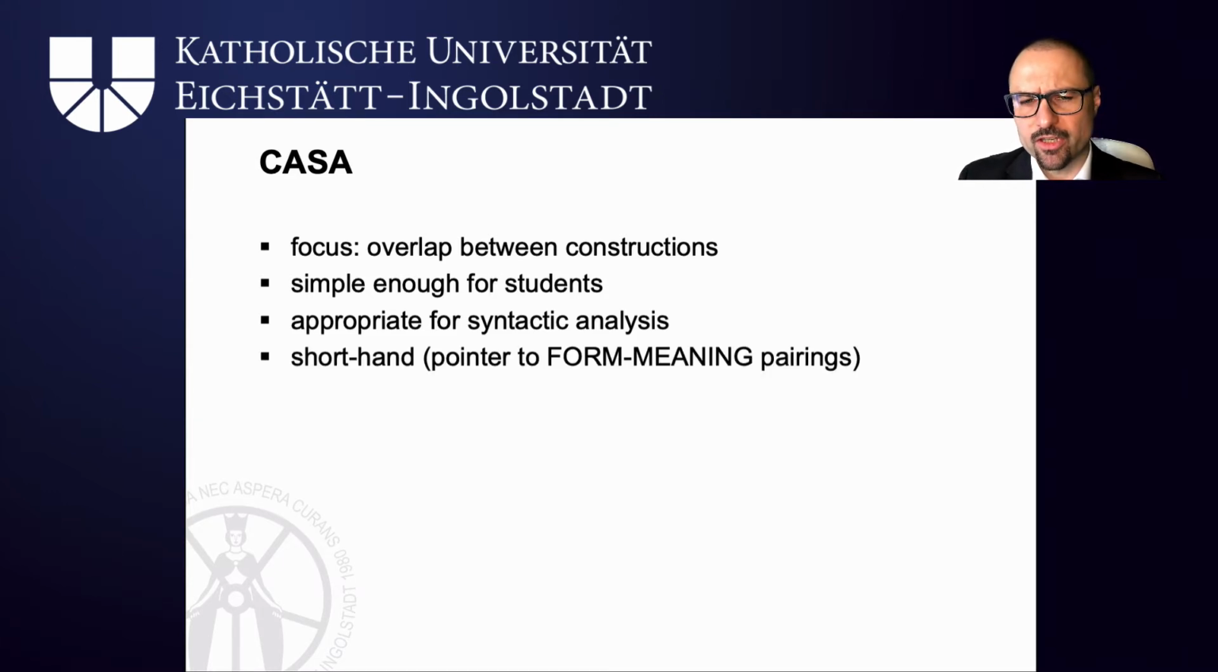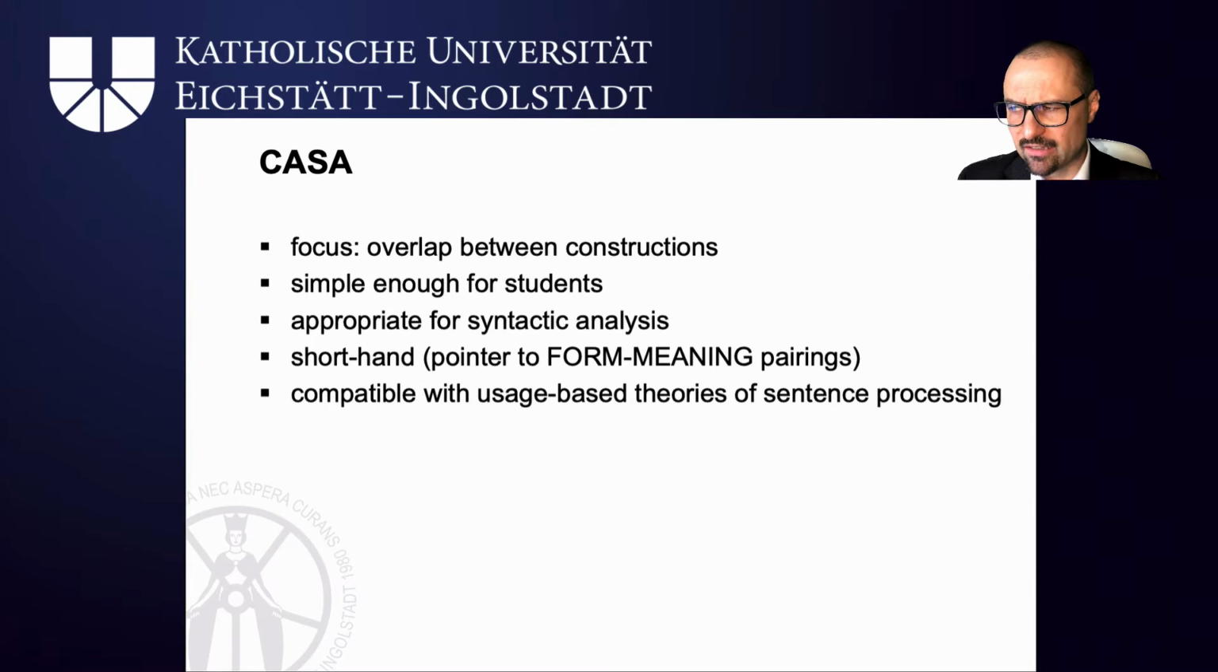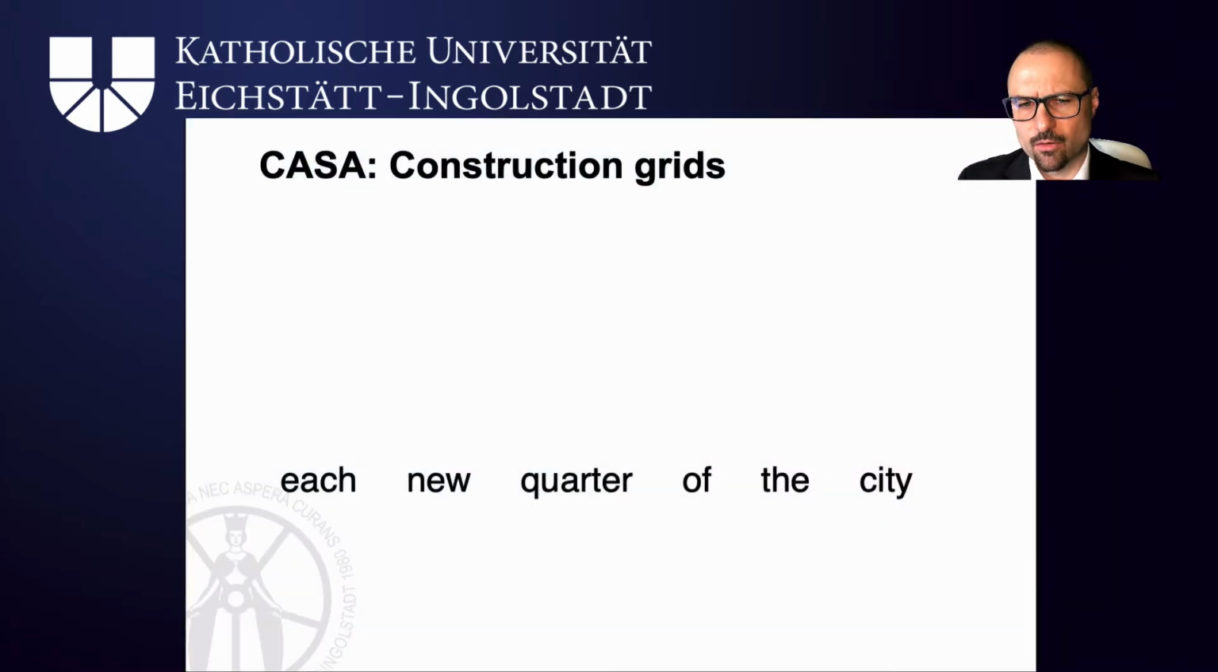For this, we therefore need a shorthand. We're going to have a representation which cannot fully describe all of the features of a construction on its formal and meaning pole. Instead, we will point to the constructions, and we will know that if we wanted to talk more about these, they would take us to a detailed description of form and meaning. Finally, despite the fact that its initial motivation was pedagogy, the approach should also be compatible with usage-based theories of sentence processing. So how exactly does CASA work?